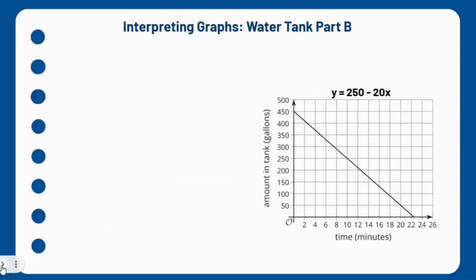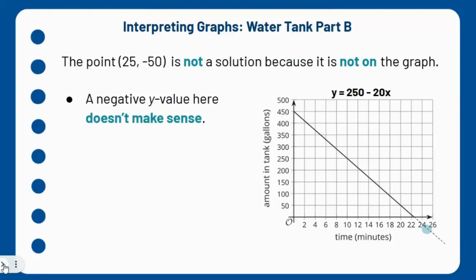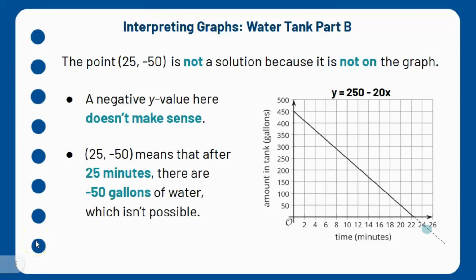Is the point (25, -50) a solution to y = 450 - 20x? How do we know? The point (25, -50) is not a solution to the equation y = 450 - 20x because it is not on the graph. A negative value here doesn't make sense. The point (25, -50) means that after 25 minutes, there's negative 50 gallons of water in the tank, which doesn't make sense. It isn't possible to have negative gallons of water in a tank.